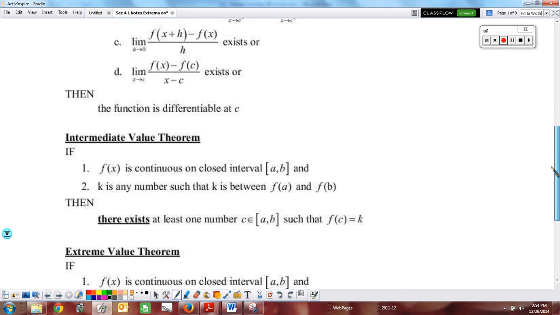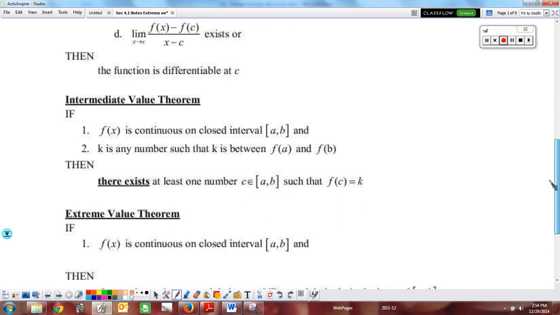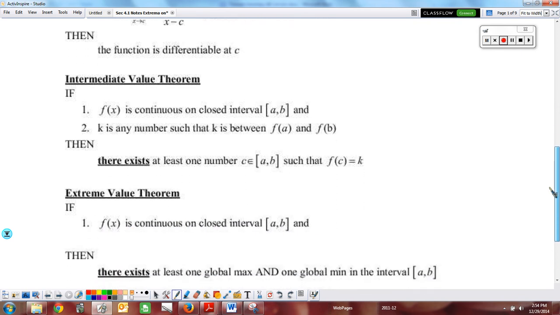Then we go to the intermediate value theorem. The intermediate value theorem was an existence theorem that said that if we knew that our function was continuous on a closed interval, and that we had some y value, some k, that was in between the y values of the endpoints, then there had to be at least one number c, which is an x value in your interval, such that when you plug that x value into the function, you would get the k. All right? So an existence theorem.